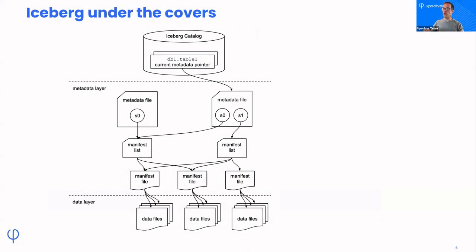Drilling down into that Iceberg Parquet layers, this is something that you've probably seen if you visited the Iceberg documentation site. This comes up fairly often. Basically, this is how Iceberg works under the covers, and we'll go into more details on what this looks like. So the top layer is the catalog, as I mentioned in the previous slide. It really holds a pointer.